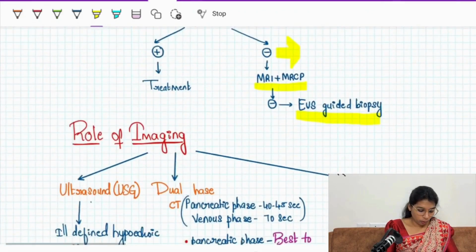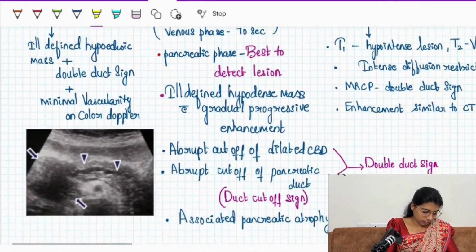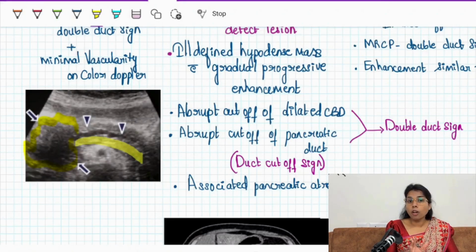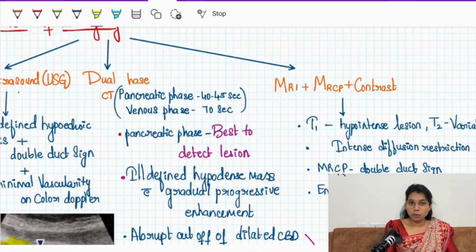Now we'll look at various imaging features of pancreatic ductal adenocarcinoma. Starting with the ultrasound. On an ultrasound, you can see an ill-defined hypoechoic mass with a dilated pancreatic duct, which on placing a color box, you will see minimal vascularity. Sometimes you might not be able to see any vascularity within it. Moving forwards to the CT, we do a dual phase CT, which includes a pancreatic phase and a venous phase. Pancreatic phase is taken at 40 to 45 seconds, whereas a venous phase is taken at 70 seconds, right?